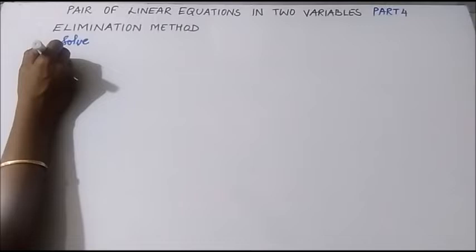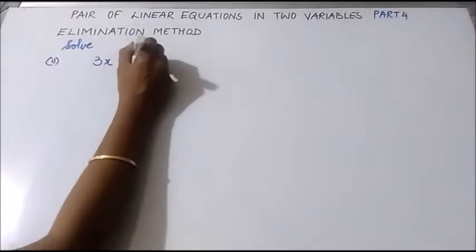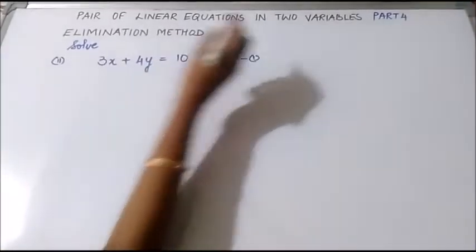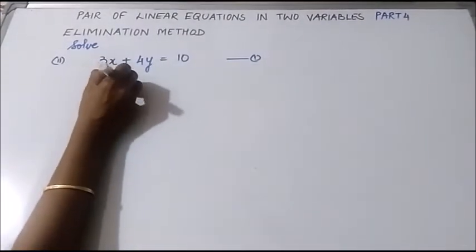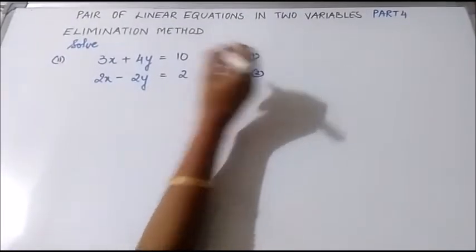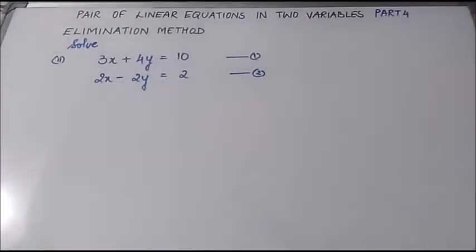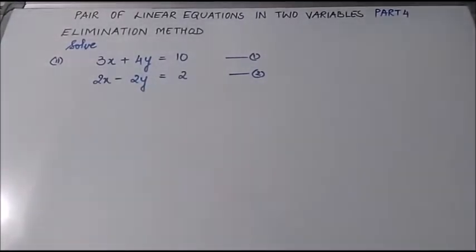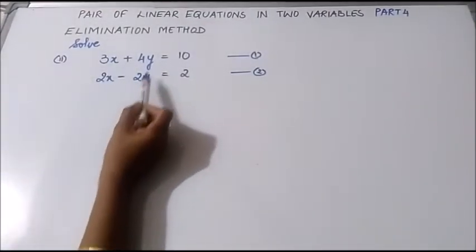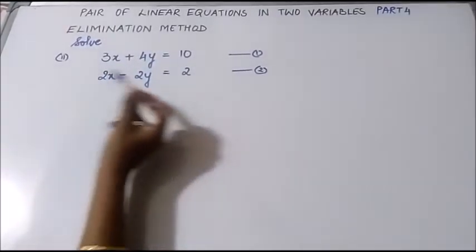Now let us do the second question. Here the equation is 3x plus 4y is equal to 10. Second equation is 2x minus 2y is equal to 2. Now here we can see the coefficients of both the variables are not equal. So one of them we will make equal. First we find out which is easier to make equal. Here we can see the coefficient of y, in the first case it is 4 and here it is 2. We will not take the minus sign into consideration.